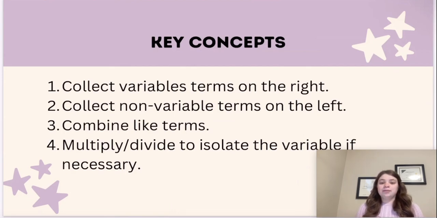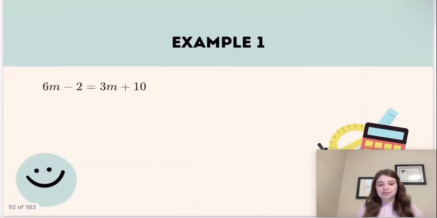Then we're going to combine like terms. So any variable terms we're going to combine, and any non-variable terms will also combine. And then if there's anything left to do to isolate the variable at that point, it'll just be multiplication or division. So we'll do that if necessary as well. So actually, I want to get into an example and how we would solve for m in this case. I think it's often easier to figure it out once we do an example.